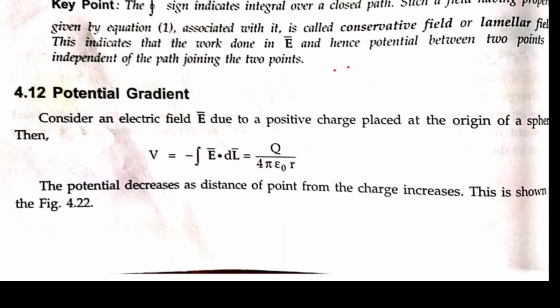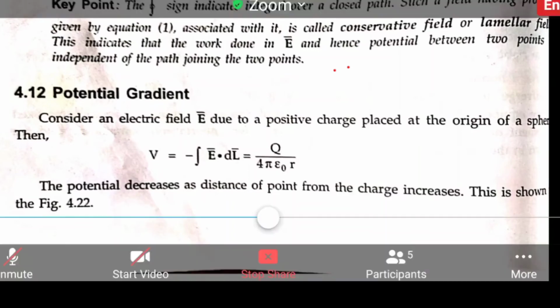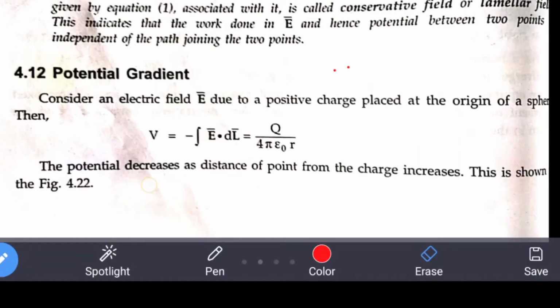Now we go for potential gradient. What is potential gradient? The rate of change of potential with respect to distance is known as potential gradient. As we know, as distance increases, the potential decreases. That is equipotential surfaces, which we know from the previous topic. The rate of change of potential with respect to distance is known as potential gradient, which we will see now.